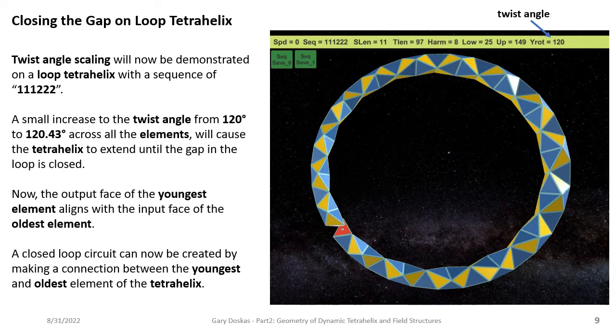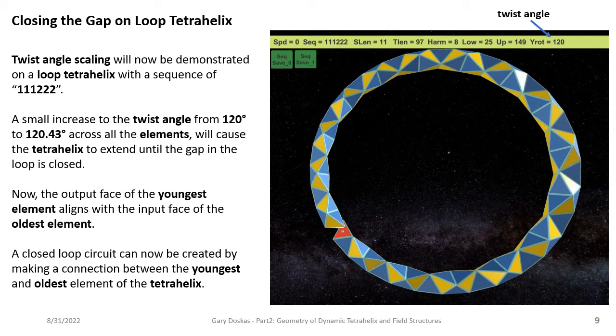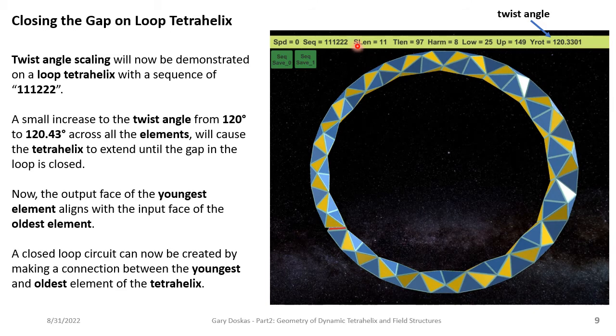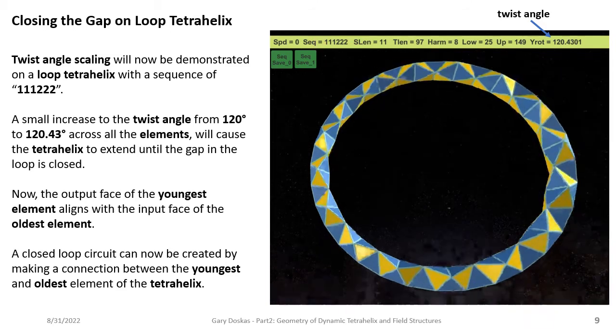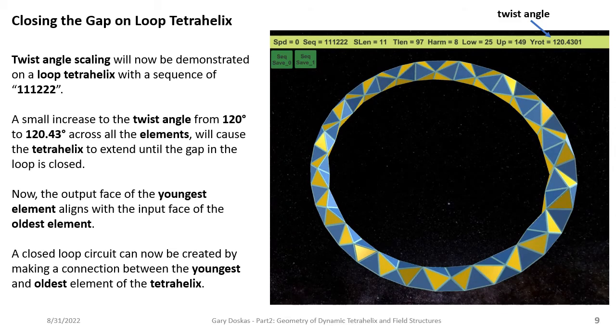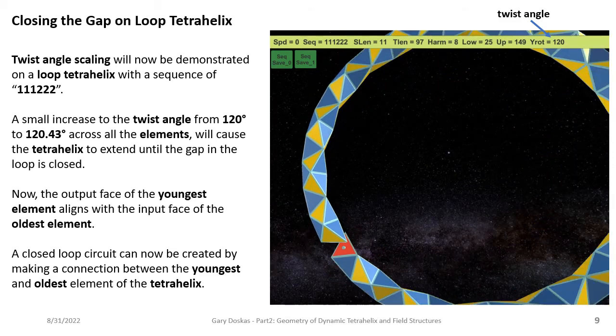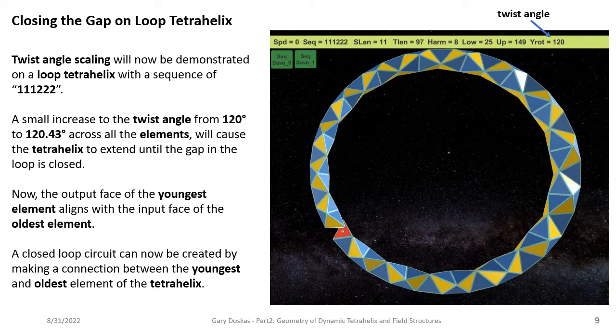Closing the gap on loop tetrahelix. Twist angle scaling will now be demonstrated on a loop tetrahelix with a sequence of 1 1 1 2 2 2. A small increase to the twist angle, from 120 degrees to 120.43 degrees across all the elements, will cause the tetrahelix to extend until the gap in the loop is closed.